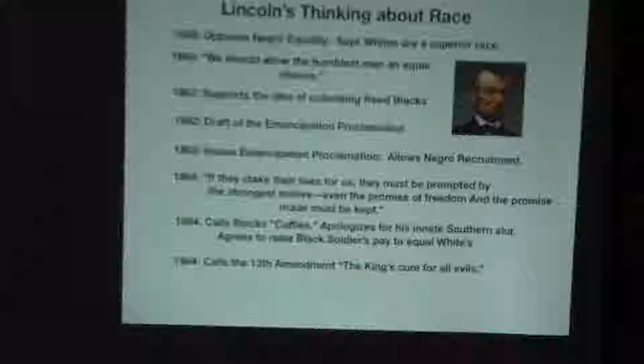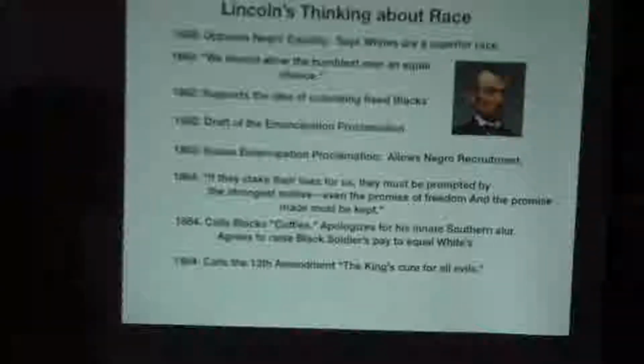Okay, 64, speaking of blacks, he says, if they stake their lives for us, they must be prompted by the strongest motive. Even the promise of freedom and the promise made must be kept. Very interesting. That's advanced. You know, we're moving along. But then in 1864, I was really amazed to discover this. A contingent of people from the Congress came to him and said, we have to start paying black soldiers the same as we pay white soldiers.